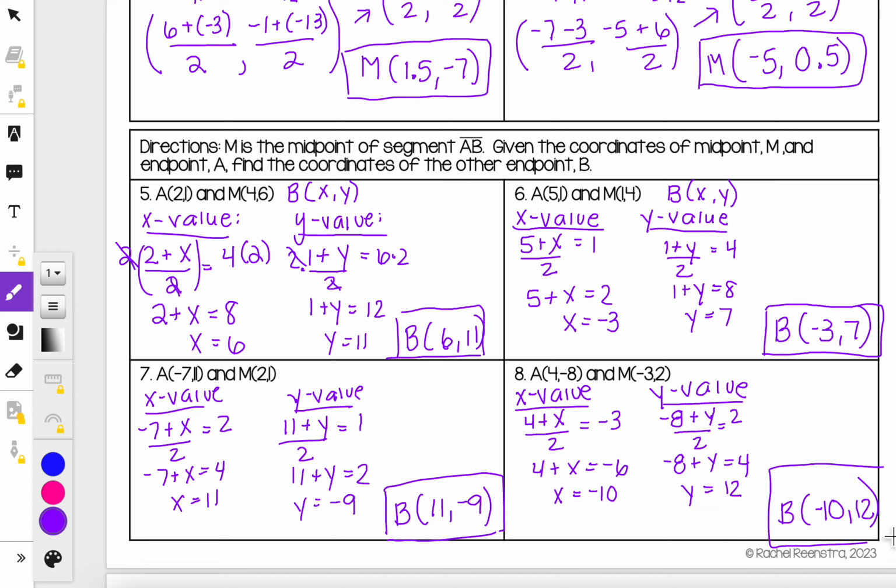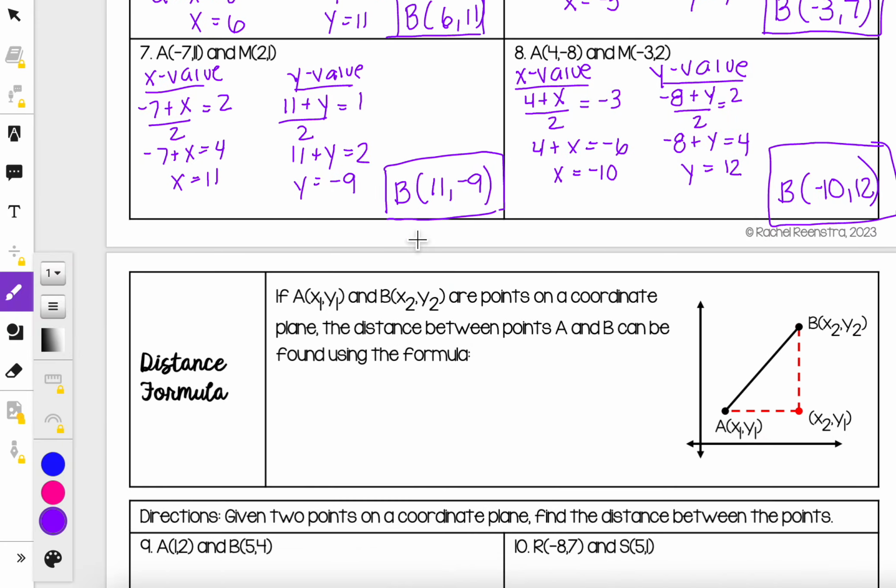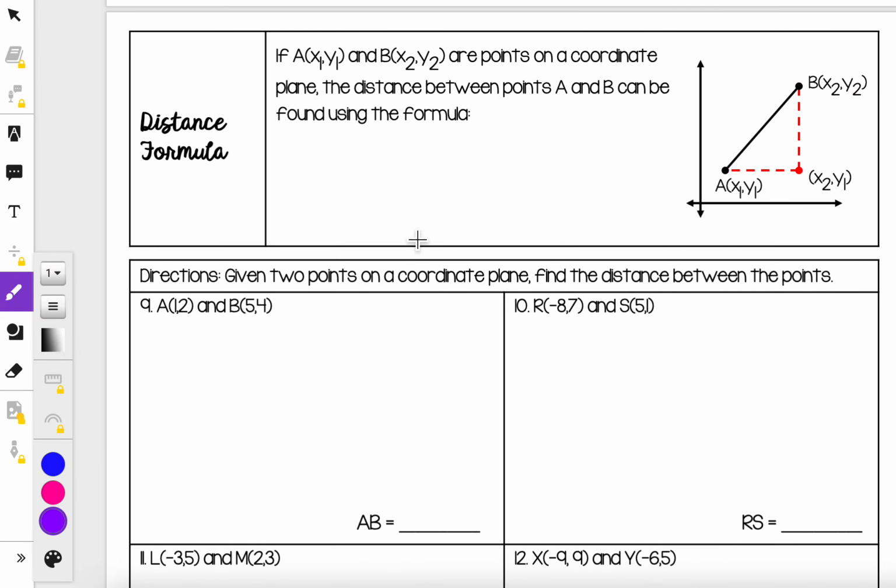And those are our examples of being given an endpoint and a midpoint and trying to find the other endpoint. So that's pretty much the two kinds of questions that you would get asked with the midpoint formula on a coordinate plane. Now we're going to get into the distance formula.